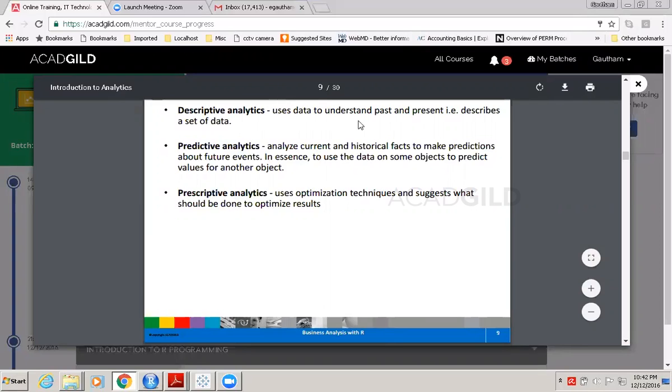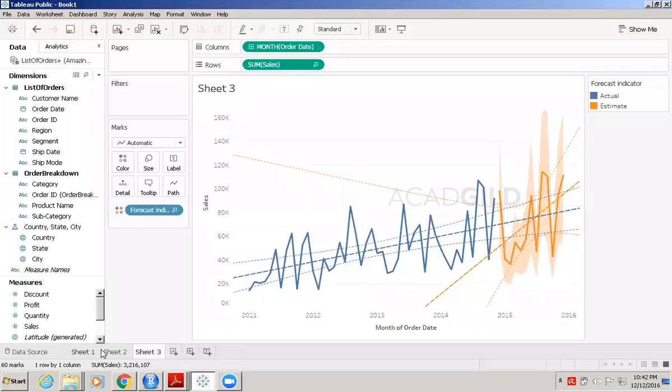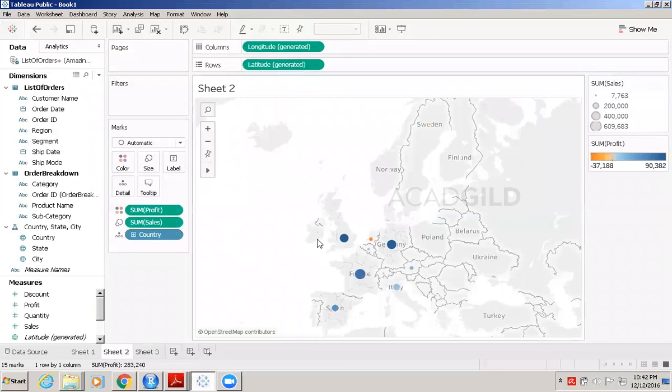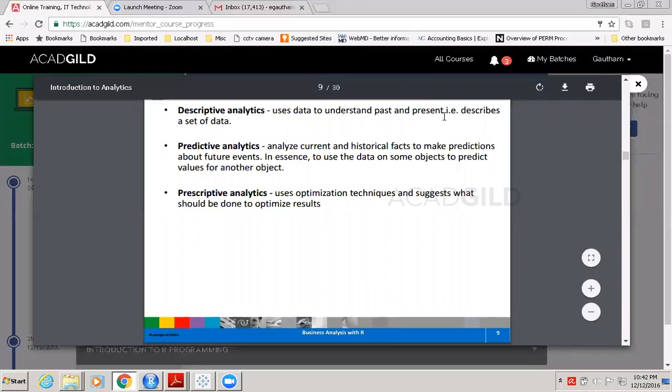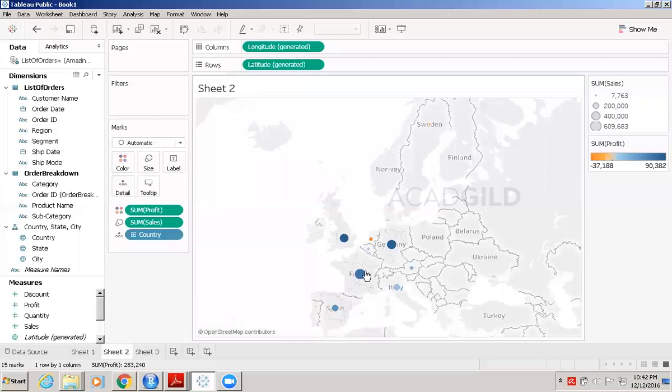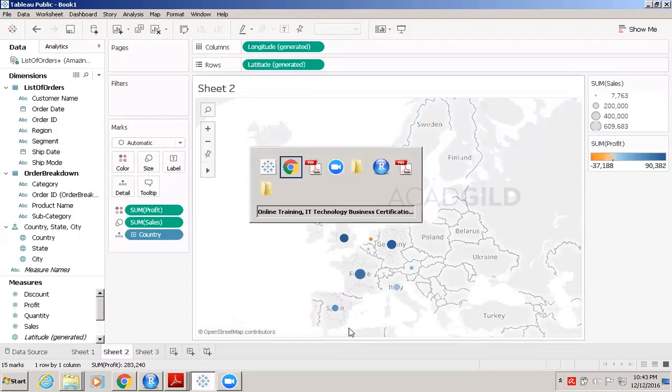So descriptive analytics, again, we have gone through this. Descriptive analytics uses data to understand past and present. So basically we have seen in this graph in the sheet 2. We have used descriptive analytics to understand the past and present. Here, this is one example where we have used descriptive data to understand the past as well as the present. We have understood that Netherlands is not doing very good in terms of profit, whereas when looking at the data, it was not understandable. So this is descriptive analytics.